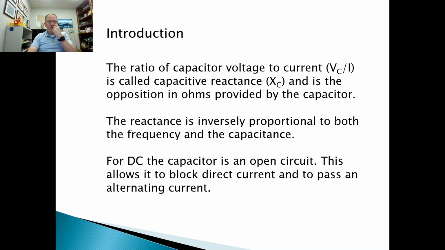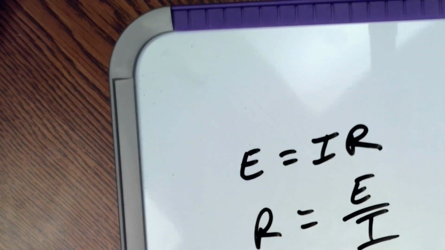Now the ratio of capacitor voltage to current, remember, voltage equals the current times the resistance, or the resistance equals E divided by I. That's still true, even if our R now is going to be our capacitive reactance.